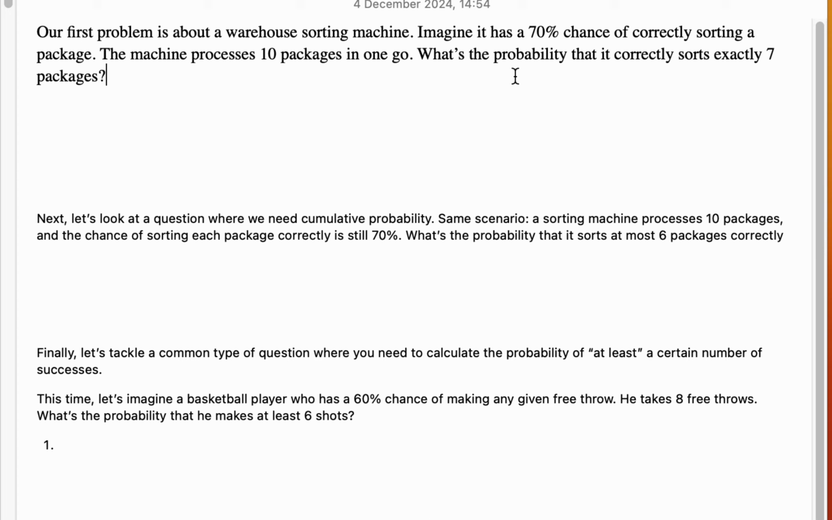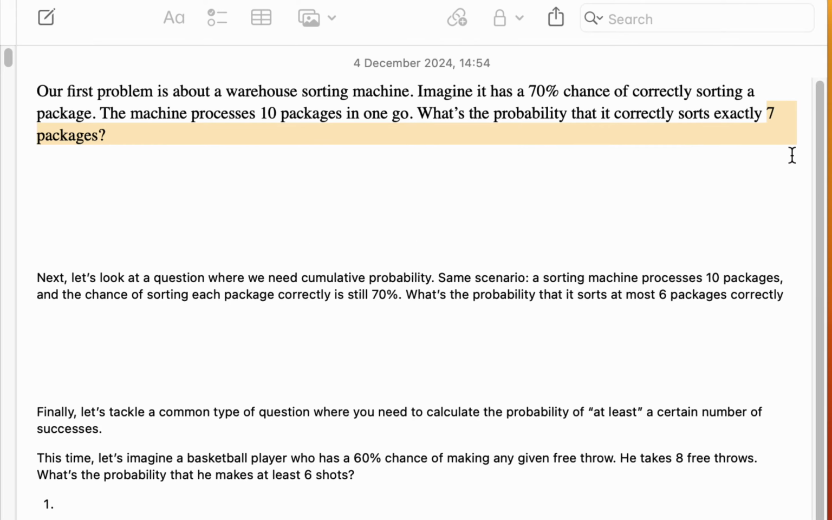Now, let's identify what we're solving. We're looking for the probability of exactly 7 successes, correctly sorted packages. This is a PDF, probability distribution function question, because we want to find the probability of one specific outcome.